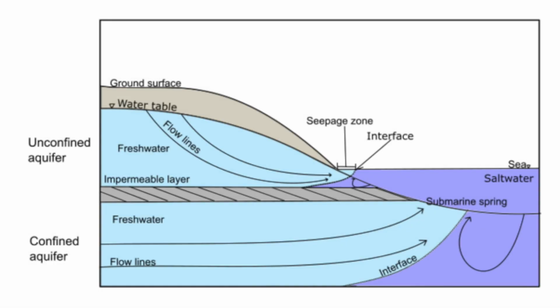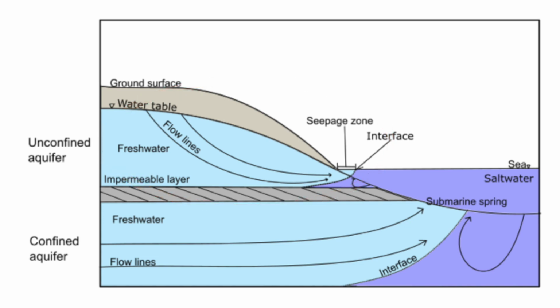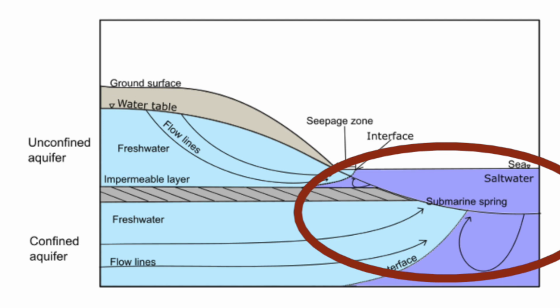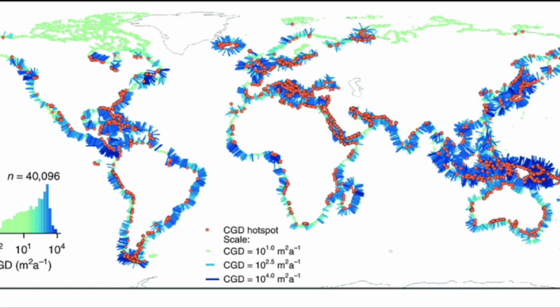Submarine Groundwater Discharge, or SGD in short, is the transfer of terrestrial groundwater towards marine basins. It also refers to the groundwater that enters and exits from and to the ocean. This phenomenon occurs along many coastlines around the world.